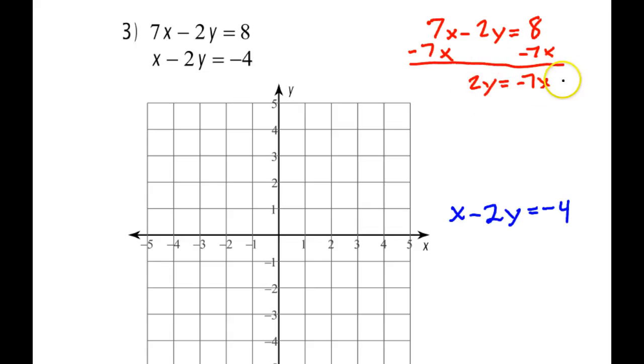Good so far? Subtract 7x on both sides. 2y equals -7x plus 8. Yes, no? What's wrong with this? -2. If this is a negative, -2y.